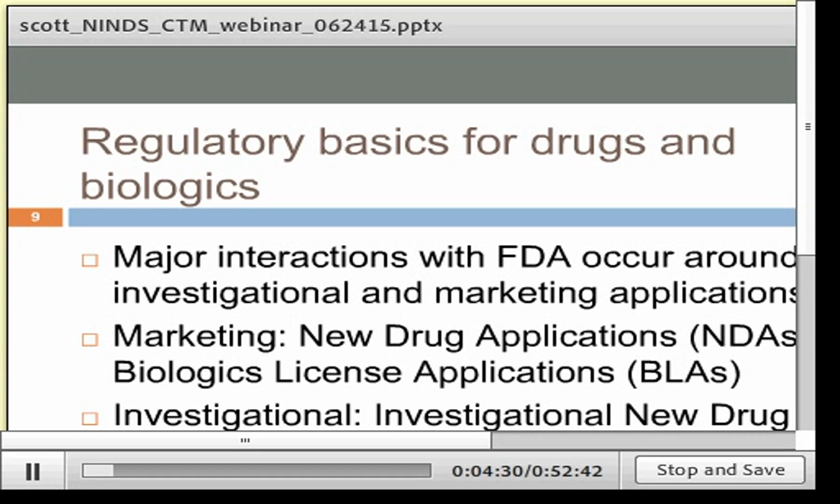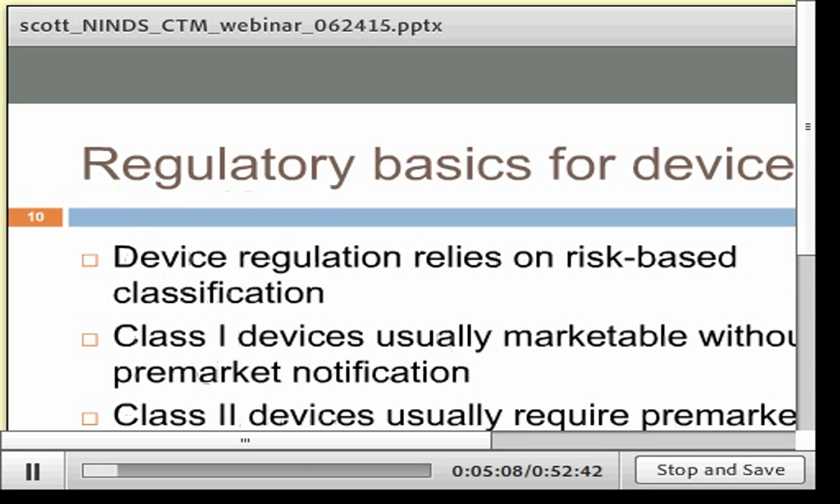So in terms of the regulatory basics for drugs and biologics, that's for CDER and CBER, the major interactions with FDA occur in the context of either investigational applications or marketing applications. And the marketing applications that I'm going to focus on at least are new drug applications for drugs and biologics license applications for biologics. In terms of investigational applications, both drugs and biologics come under IND, which stands for Investigational New Drug applications. I apologize for the alphabet soup throughout all of this. It wouldn't be government if there weren't acronyms.